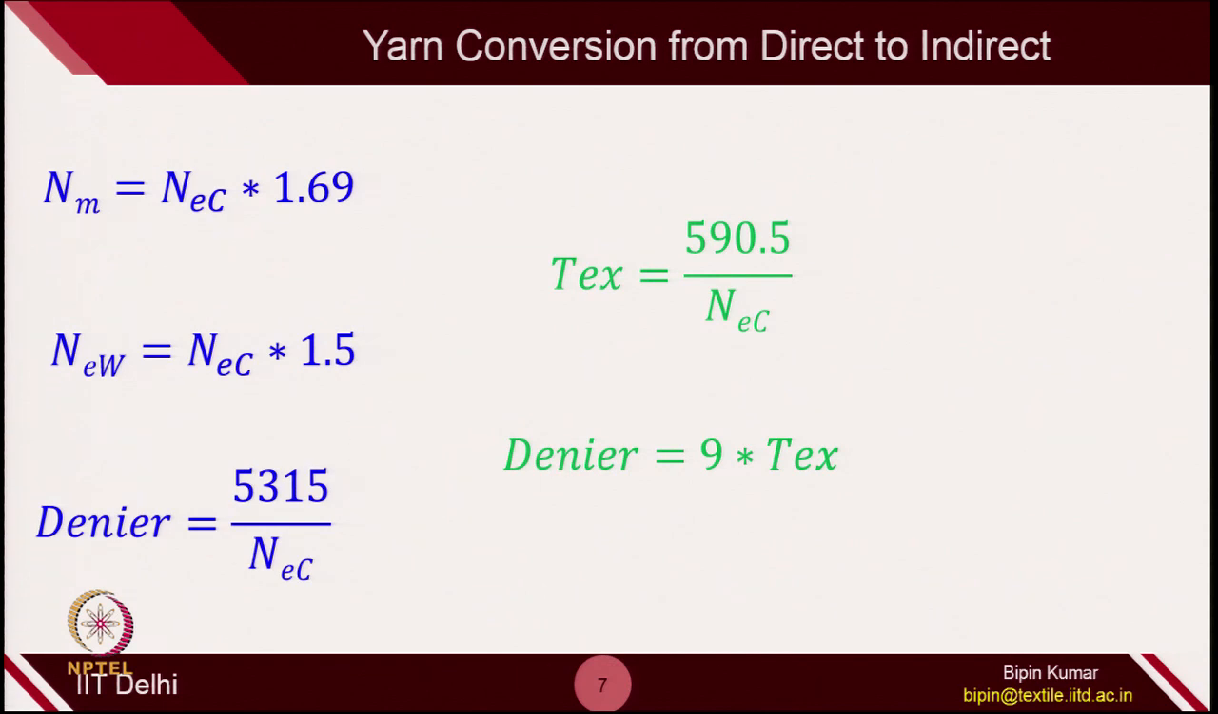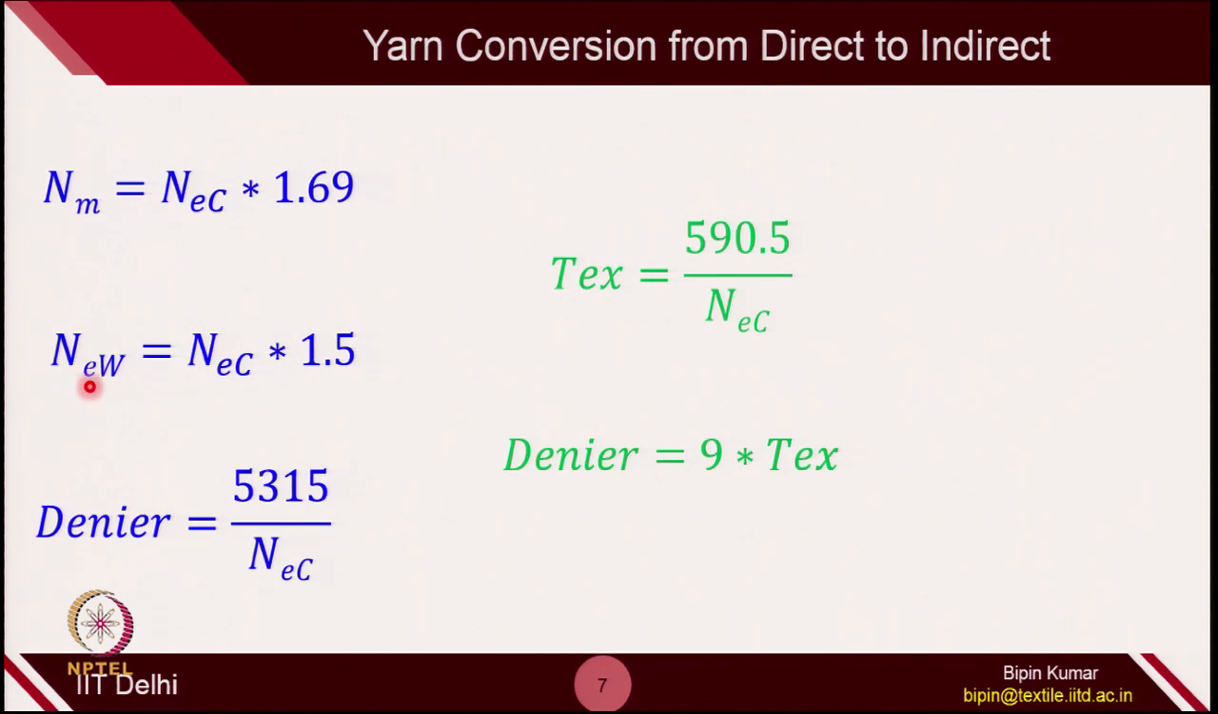You can switch from the direct to the indirect system at any time, because if you know the mass and the length, it is just a ratio of these two terms. If you know any of these two values, you can go from direct to indirect system, or you can follow some of these formulas to convert directly. For example, metric count is connected with English count: metric count is the English count multiplied by 1.69. So, if your yarn count is given in English form, you can simply multiply by 1.69.